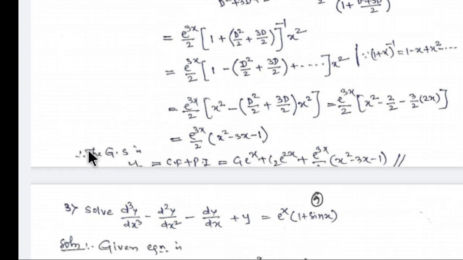Now the general solution is y equal to CF plus PI, combining these two solutions. First the complementary function is c1 into e raised to x plus c2 into e raised to 2x, plus the particular integral e raised to 3x by 2 into x square minus 3x minus 1. This is the final solution of this equation.